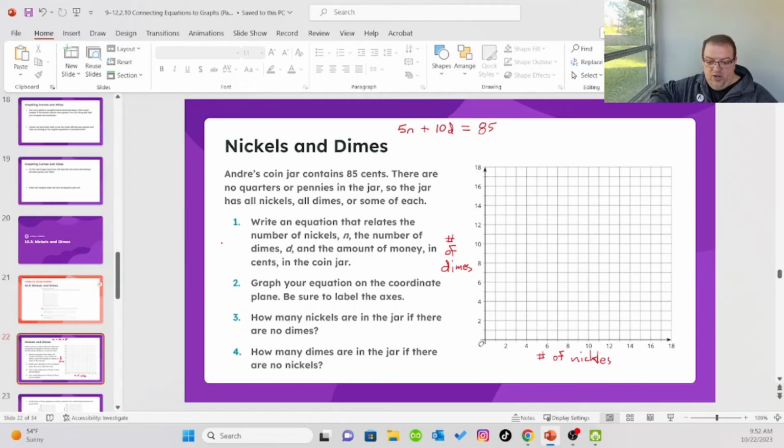So we know that if we put 0 in for nickels, then we have 0 plus 10 times dimes equals 85. To get rid of the 10, I would need to divide by 10 on the left and divide by 10 on the right. This leaves us with dimes equals 8.5. So if there are no nickels, there are 8.5 dimes.